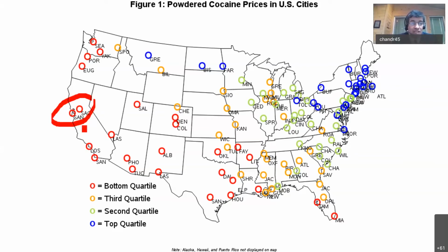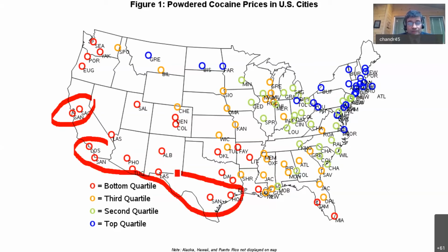So you've got Sacramento and San Francisco in California. You've got a whole cluster along the US-Mexico border, right? They're the cheapest cities. And what you can see is this is really a geographer's dream to have data like this. As you move to the north and the east of the country, the prices start going up, okay? So the red cities are the cities that are in the lowest quartile for prices. The orange cities are the ones in the next cheapest group. The green cities are the ones in the next cheapest group, and the blue ones are the most expensive.